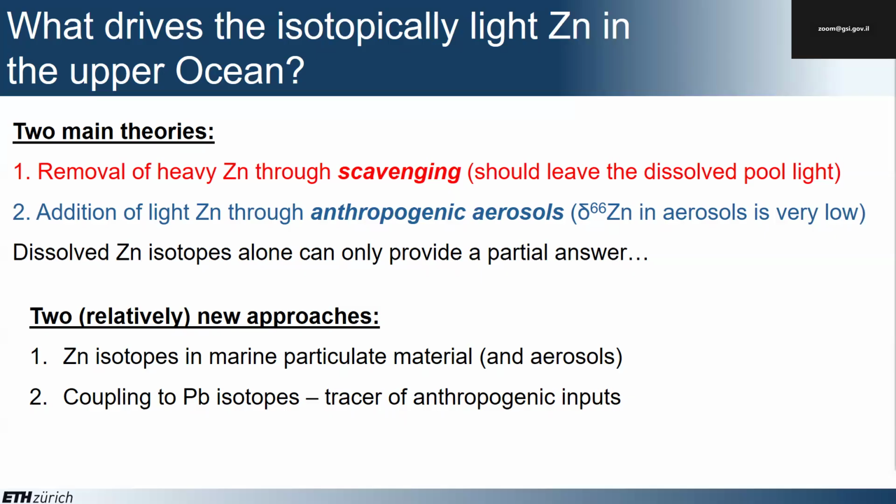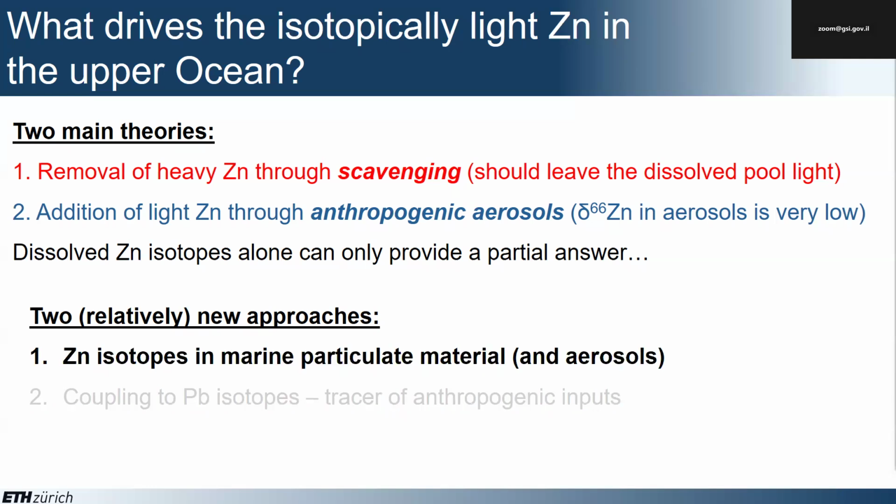So it's becoming increasingly clear that dissolved zinc isotopes alone can only provide us with a partial answer regarding this ongoing debate. So in my study, I take advantage of two relatively new approaches. The first is zinc isotopes in marine particles, and not just in the dissolved phase, which is what most people have done so far. I'm also looking at aerosols. The second approach is coupling to lead isotopes. Lead isotopes are a very established tracer of anthropogenic pollution, of anthropogenic inputs. And if we couple measurements to lead isotopes, we might learn something about the anthropogenic source of zinc. In this talk, I will only discuss zinc isotopes to really focus on one isotope system.